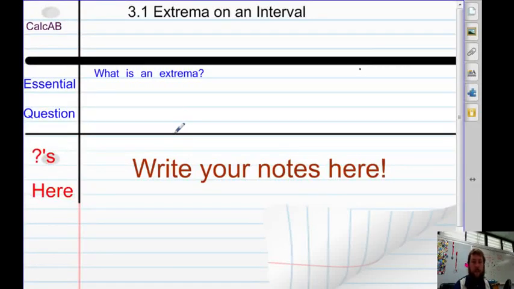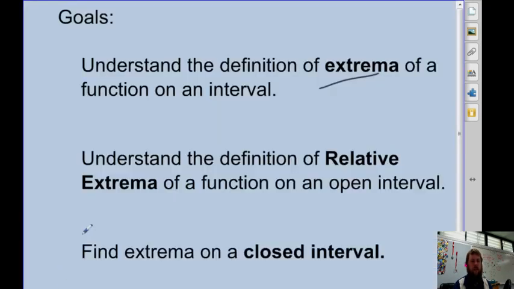Welcome, Calculus AB. This is section 3.1, Extrema on an interval. The essential question is, what's an extrema? Let's begin. In this lesson, we're going to go over three goals.